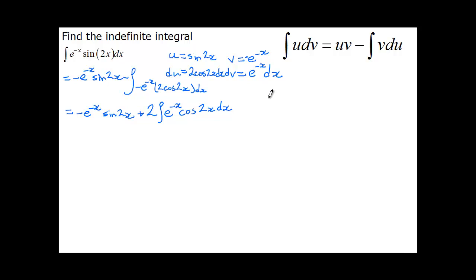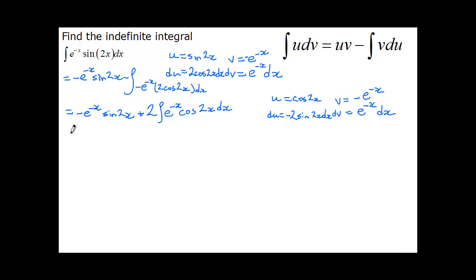So continuing, again choosing u and dv and applying the formula, we're going to choose dv again to be minus e to the minus x dx, meaning v is going to be again minus e to the minus x. U is going to be cosine this time of 2x, meaning du is going to be the derivative of that, which is minus 2 sine of 2x dx.